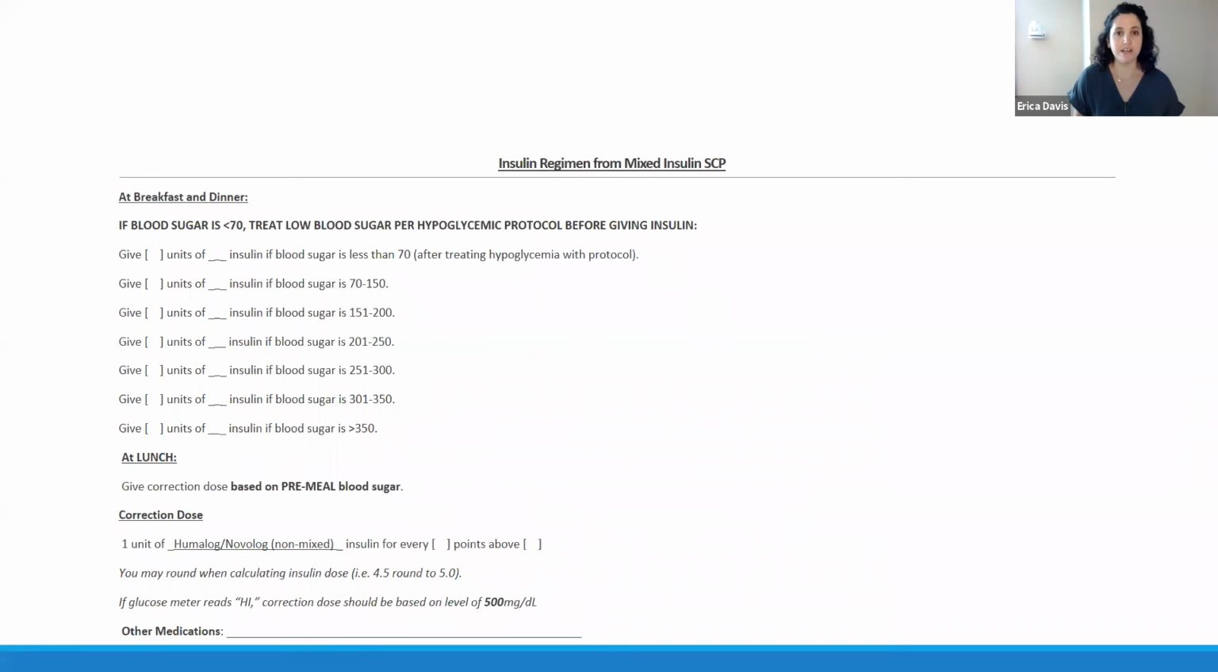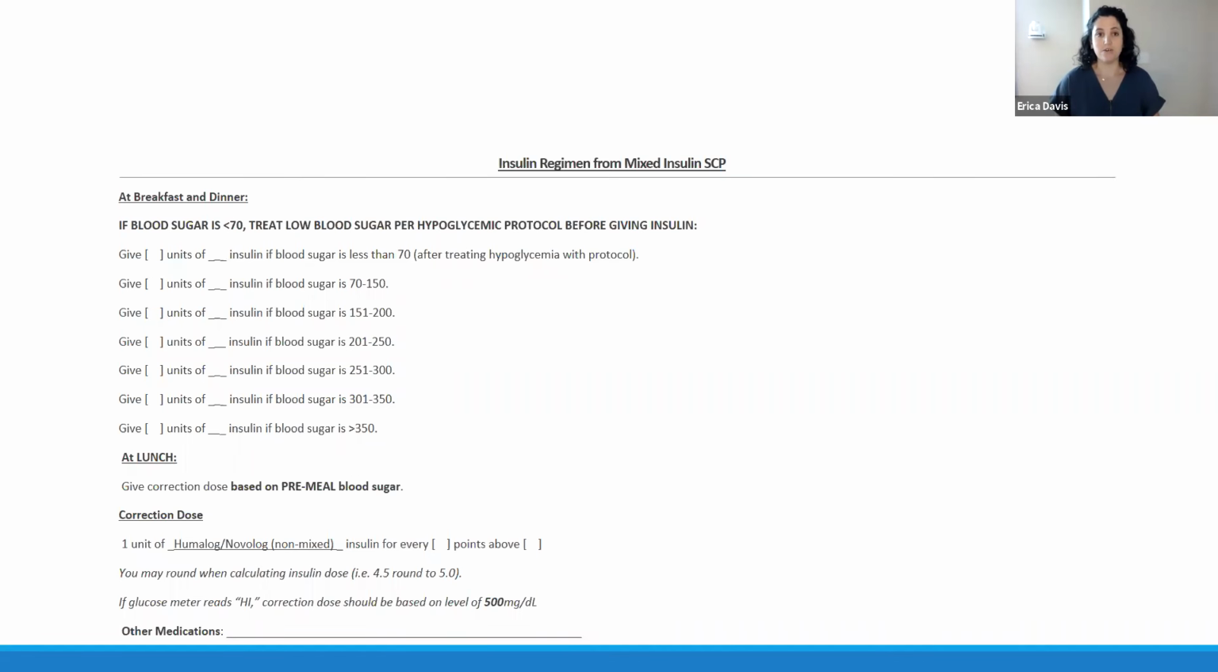Another insulin regimen that you might see is a mixed insulin regimen. It's really important that we know what the names of these insulins are because this is just a little bit different kind of dosing. So a mixed insulin generally is made up of a more intermediate acting insulin combined with a rapid acting. So because of that intermediate acting insulin that's in there, they only get this medication twice a day. So they get it at breakfast and they get it at dinner.